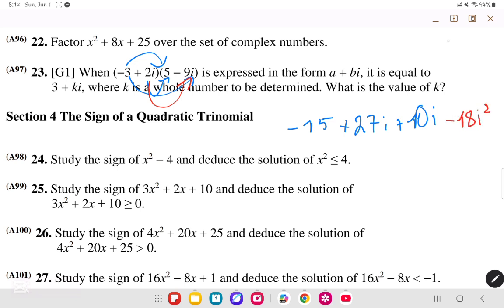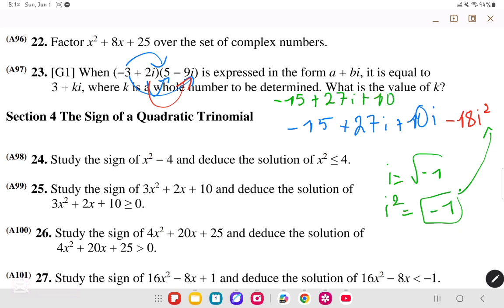But listen, we know that i is equal to radical minus 1. That means i squared is equal to minus 1. So very simply, we can substitute i squared by minus 1. So it's going to be minus 15 plus 27i plus 10i minus 18 times i squared. What is i squared? i squared is minus 1.